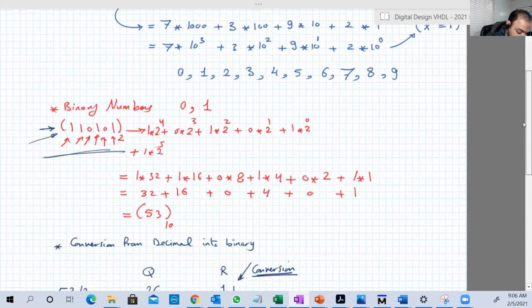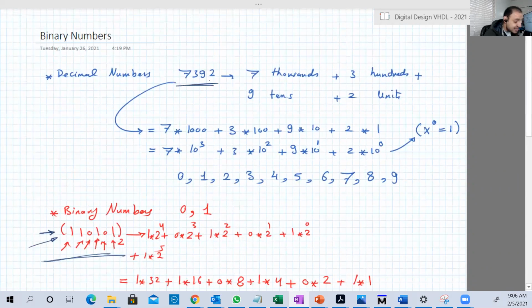So let's go back to our decimal number here, 7,392. Basically, the most significant digit here is 7, because it represents 7,000. And the least significant digit is 2, because this just represents 2 units.